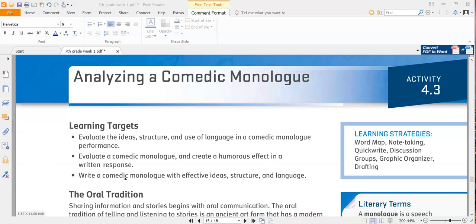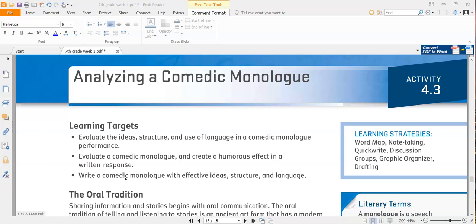Our learning targets for this activity are to evaluate the ideas, structure, and use of language in a comedic monologue performance, evaluate a comedic monologue and create a humorous effect in a written response, and to write a comedic monologue with effective ideas, structure, and language.